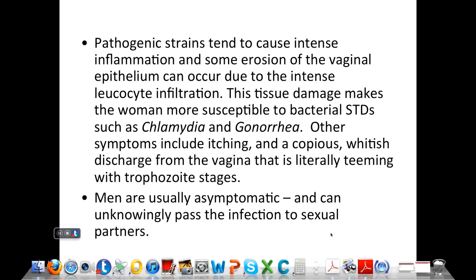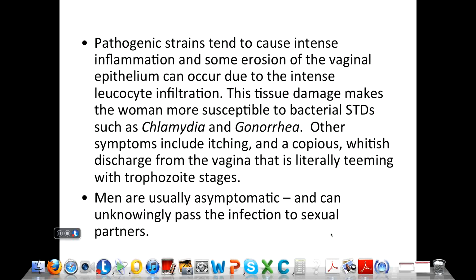The strains that are pathogenic do tend to cause pretty intense inflammation and even some erosion of the vaginal epithelium in women. And because of that physical damage or erosion of the epithelium, you do get an intense leukocyte infiltration or inflammatory response. The inflammation and tissue damage actually makes women more susceptible to other STDs like chlamydia and gonorrhea and HIV.